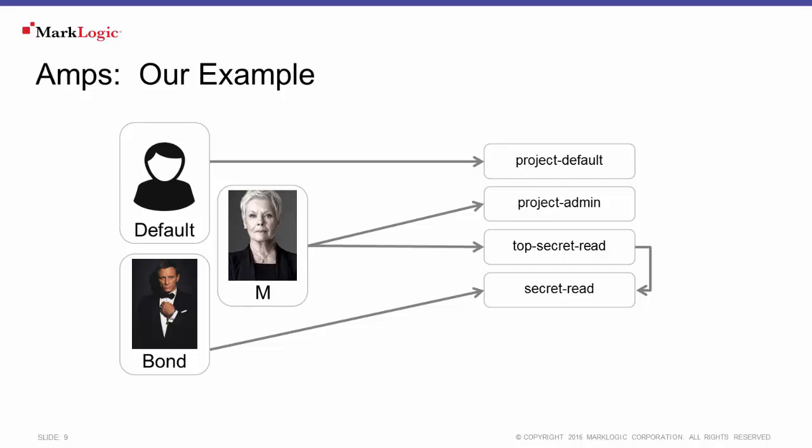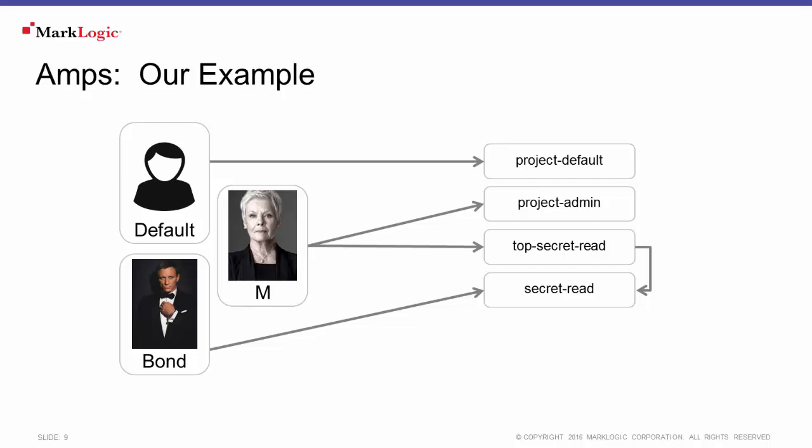Note that Bond only has the secret read role. That's in line with our security best practice of giving users the minimum rights they need in order to do their job. This means that Bond has read permissions on documents that are classified as secret, but he doesn't have any permissions that would allow him to do something like a document update.